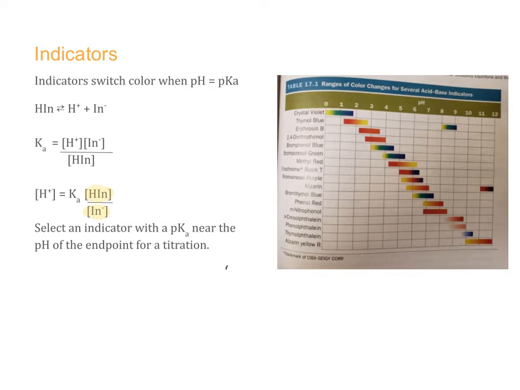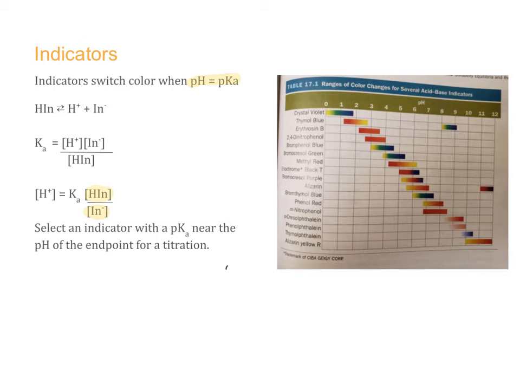And when the pH is equal to pKa, that's when the switch goes from there being more HIn to the In⁻ species, and so that's when the color is going to change. So if you are looking for an indicator to go with the titration to indicate that you've reached the end point of a titration, you're going to look for an indicator with a pKa near the pH of the end point for the titration.